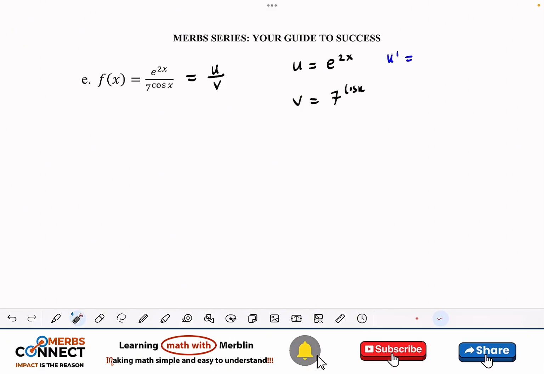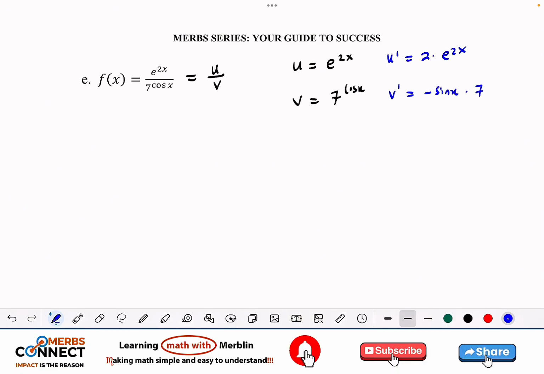So how do we differentiate an exponential function? We differentiate what is on the top, we get 2, then we multiply by the whole of the function. When you differentiate 2x, you get 2 times the function. Then this is vn prime. This is a constant base function. So I differentiate the top, I get minus sine x. Then I maintain the whole function 7 cos x times ln of the base.